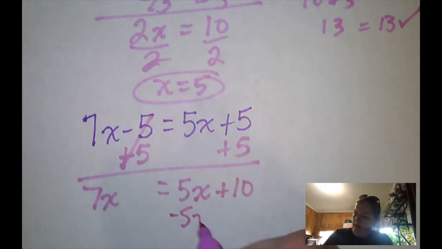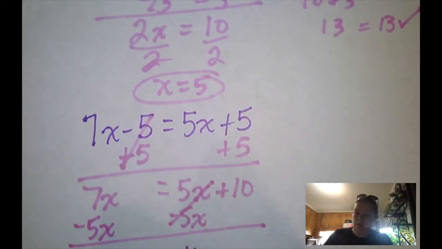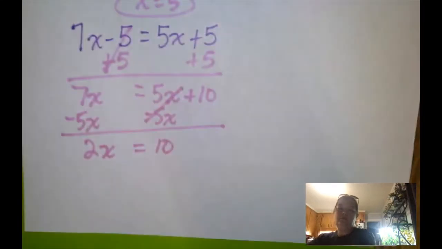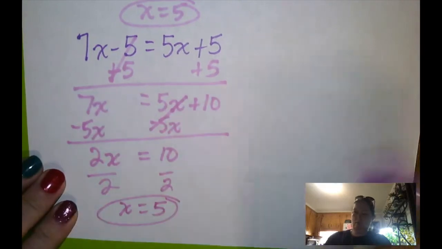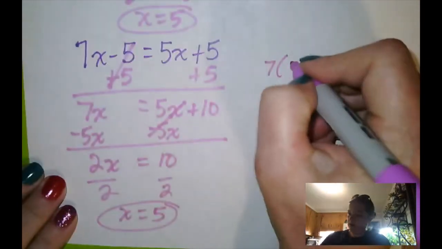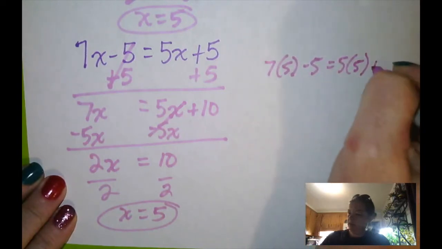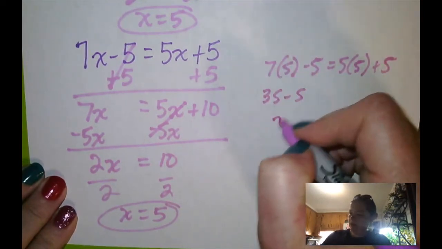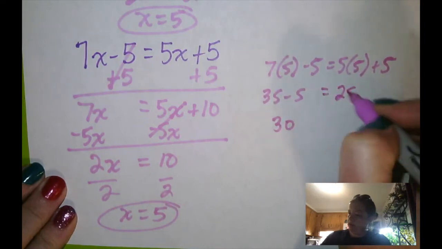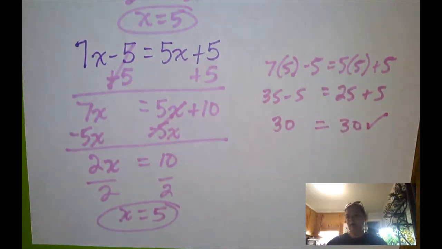I'm going to take away these 5 x's from both sides. And I've got 2x equals 10. You already know this. Divide both sides by 2. X is equal to 5. And let's check it. 7 times 5 minus 5 equals 5 times 5 plus 5. 35 minus 5 is 30. 25 plus 5 is 30. So it checks. So I chose these 3 problems for you so that you can see a variety.